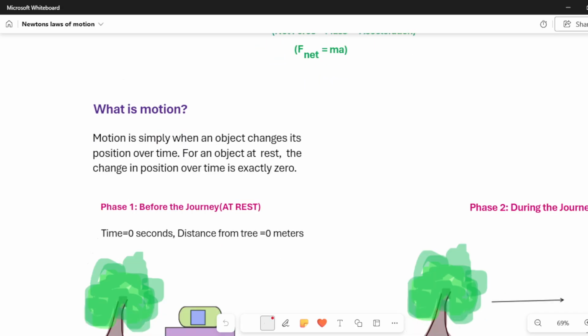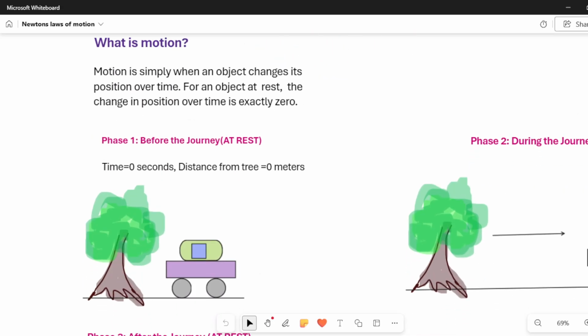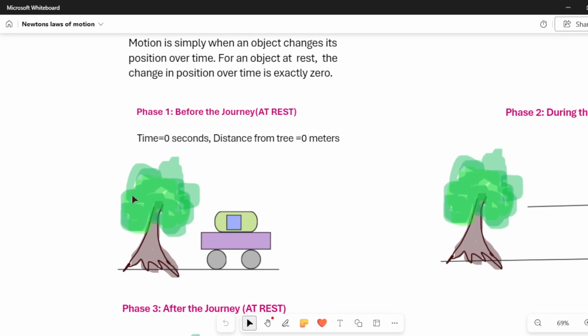Let us understand this motion better with an example. Now if you see here, I have a tree and I have parked my car near the tree. I have not started my car. Even after 40 seconds, my car continues to stay parked here. So what will be my change in position? Even after 40 seconds, it is going to be 0. So this state of motion will be called at rest. We'll say the car or the object is at rest.